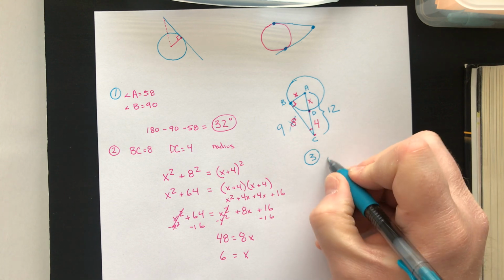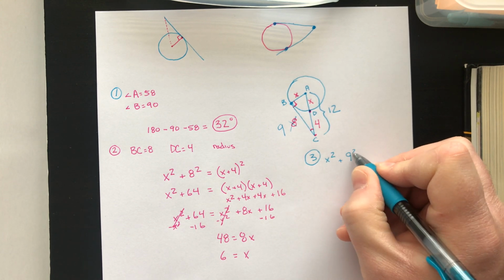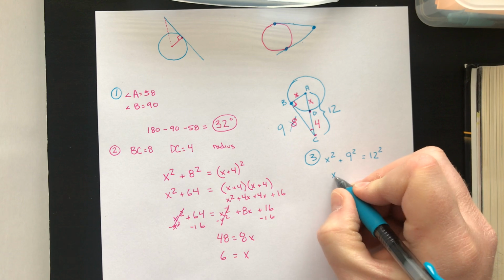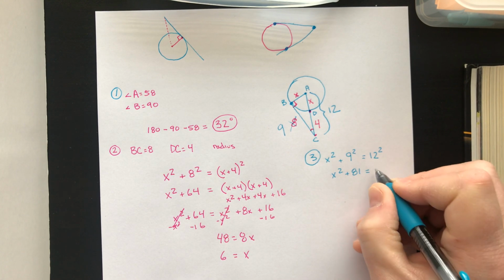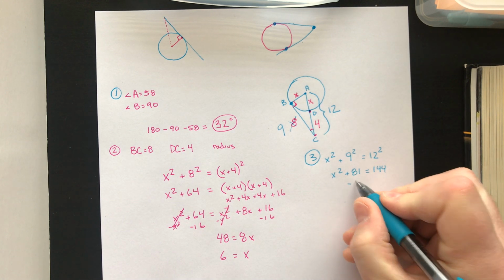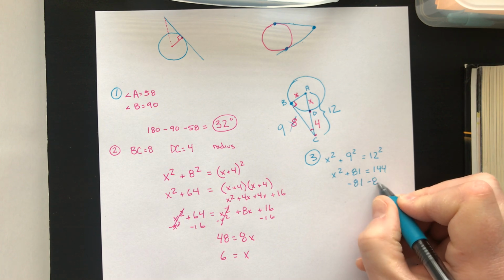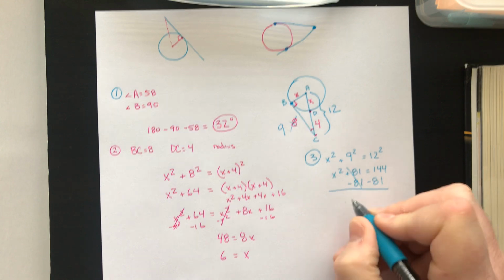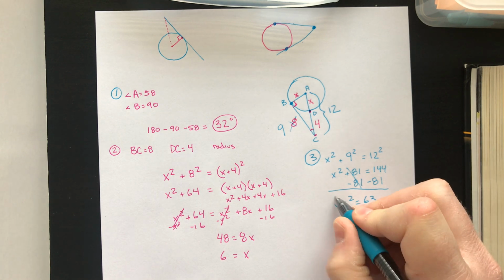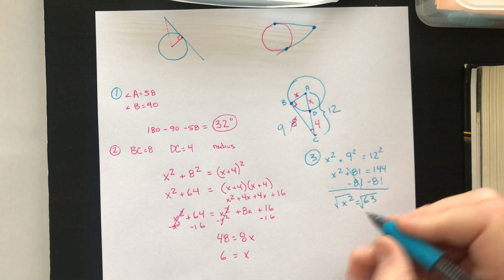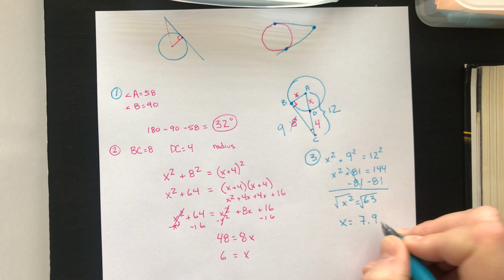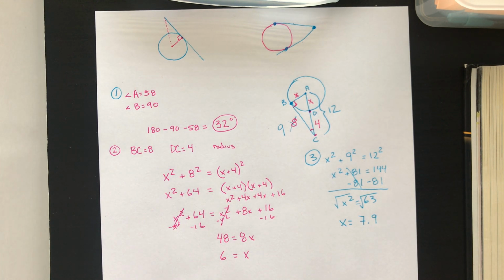Once again, Pythagorean theorem. X squared plus 9 squared is equal to 12 squared. 12 is the hypotenuse. So we have x squared plus 81 is equal to 144. All right, and then we're going to subtract 81 on both sides. So we have x squared is equal to 63. All right. Take the square root. So we have x is equal to the square root of 63, which is about 7.9. So that's your radius, 7.9.